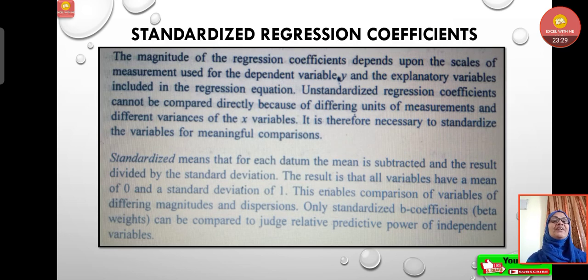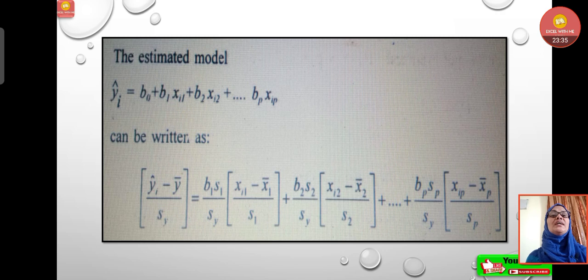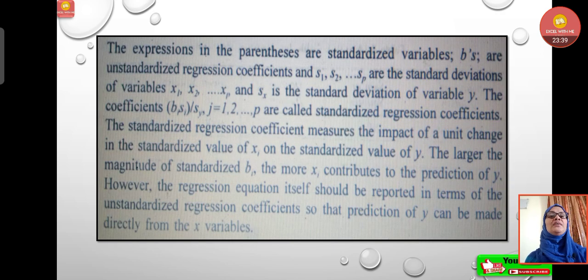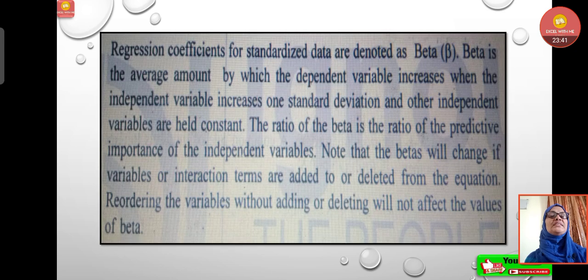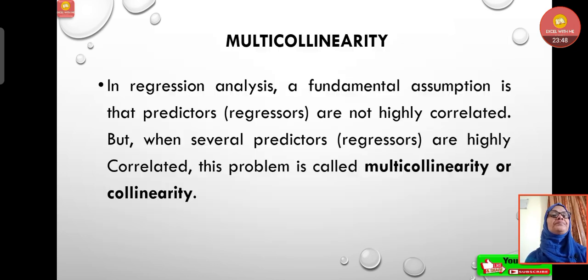Now standardized regression coefficients, you can pause here. Already we understood what standardized means. For the estimated model also, you can note down the formula in detail. You can pause the video and understand the regression coefficients for standardized data.